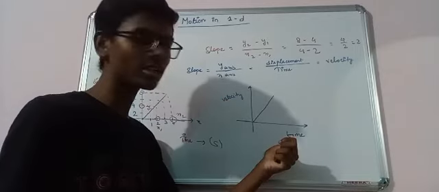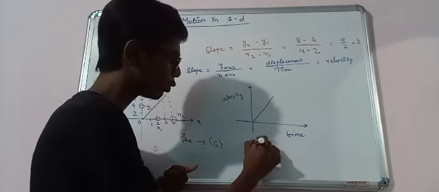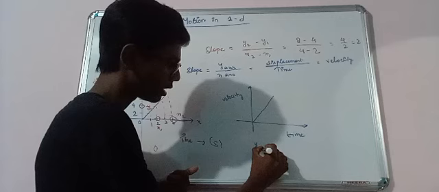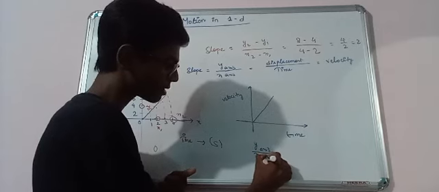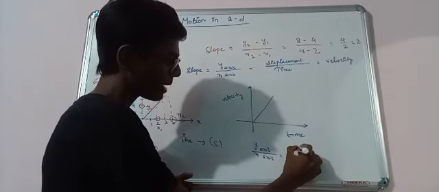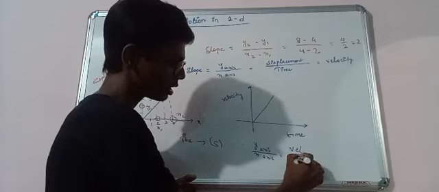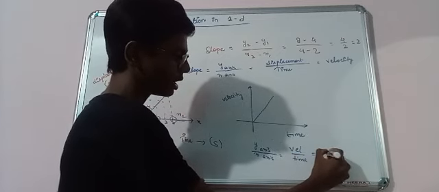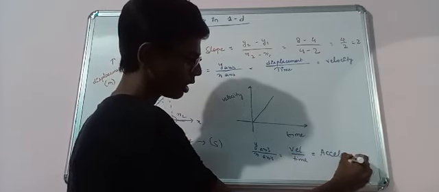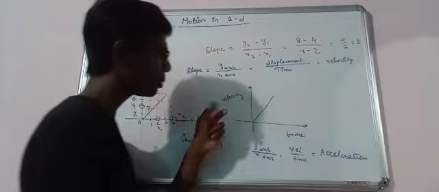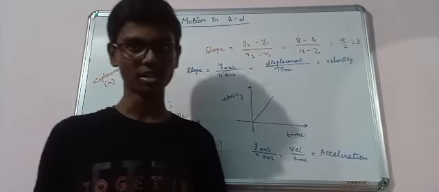Like here, if you are finding the slope, then what will we do? Y by x, y-axis by x-axis. What is that? Velocity by time. I am writing in short. That is what? Acceleration. So finding the slope of a velocity time graph gives you acceleration.